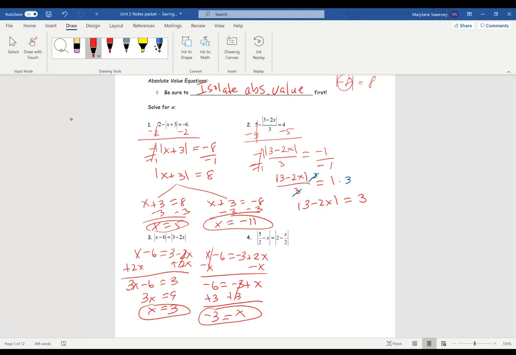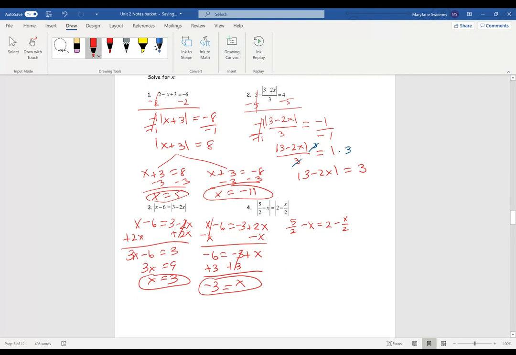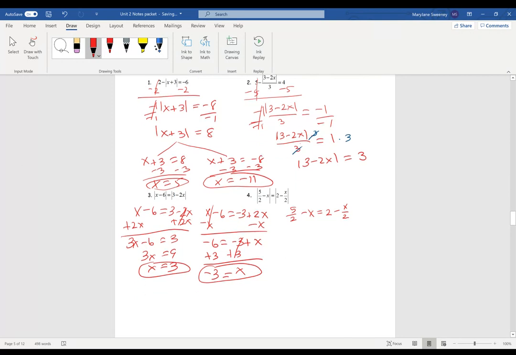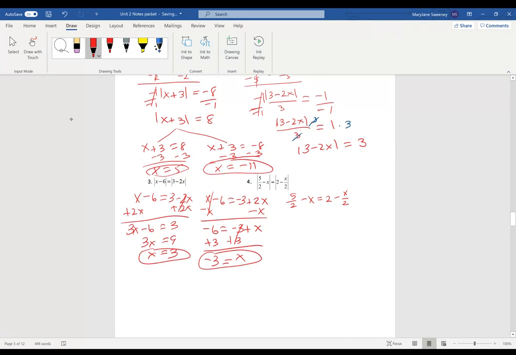All right, so this one I would have 5 halves minus x equals 2 minus x over 2, or that, maybe I'll put it down here, or that 5 halves minus x would be equal to the negation, -2 plus x over 2.